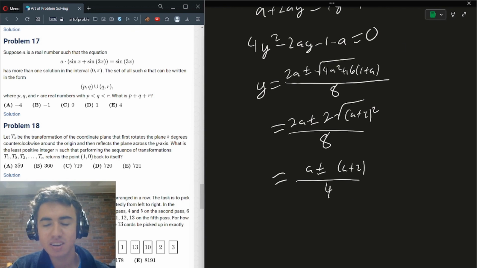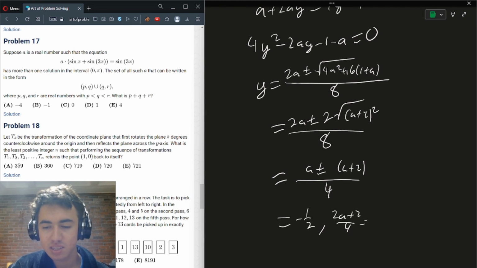So now we get two solutions, right? Let's just try out both the plus and the minus. We get a minus a over 2 is just a minus 1/2. And then the other solution is a plus a over 2, which is 2a plus 2 over 4, which is equal to, let me just rewrite it as a plus 1 over 2.